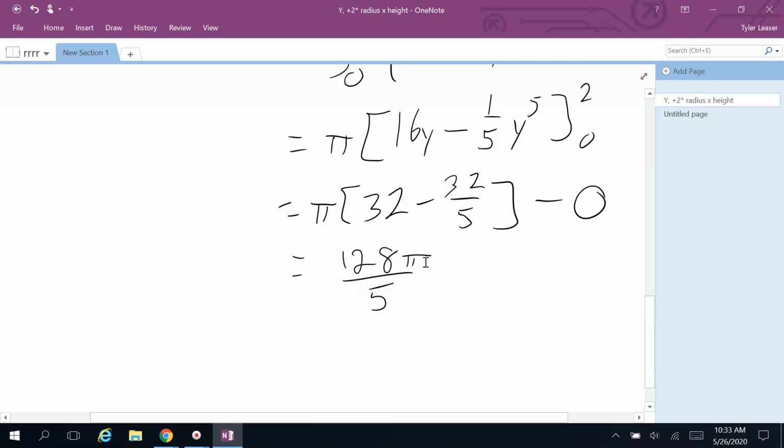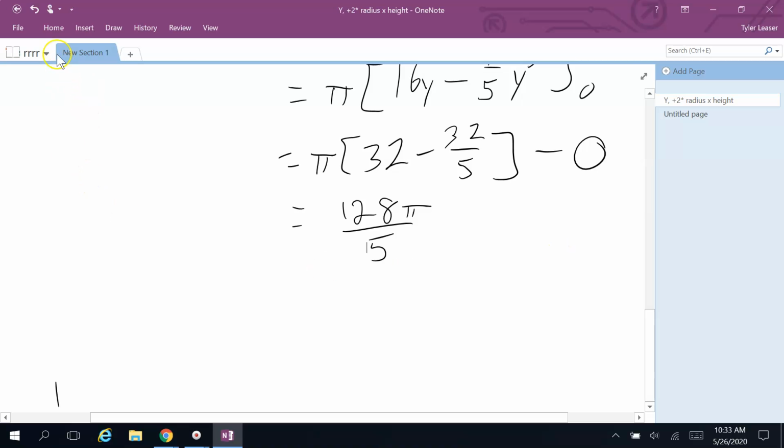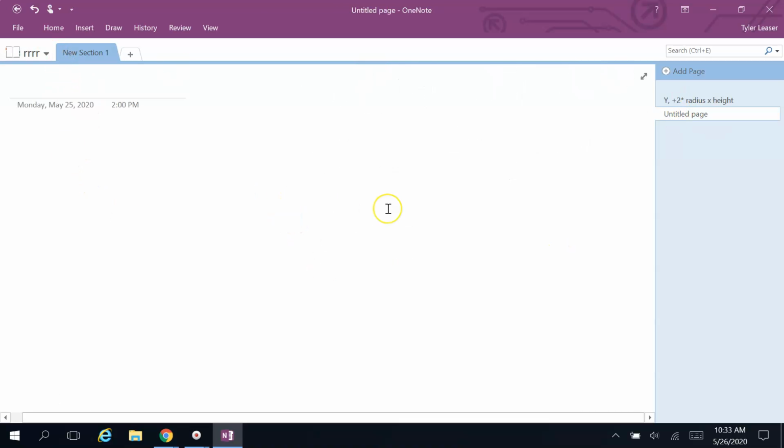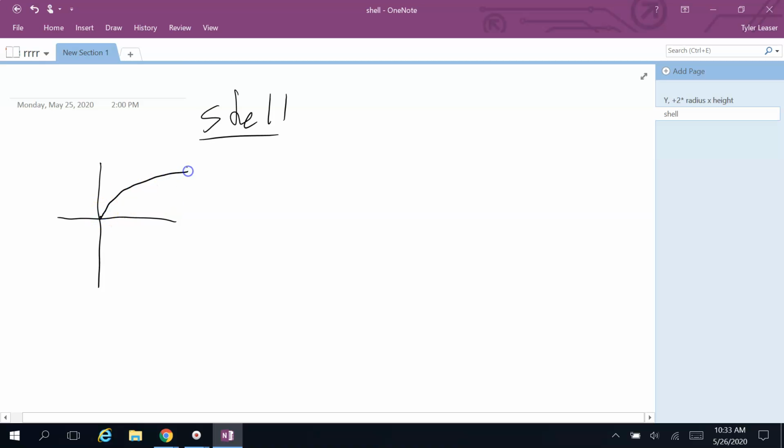Okay, so that was using the washer method. I'm going to jump to a new page here, and let's do the same thing, but let's use the shell or the cylindrical method instead. Just to recopy the picture over, we have our square root graph, x equals 4, and then the x-axis to create our region. We're still revolving that around the y-axis here.